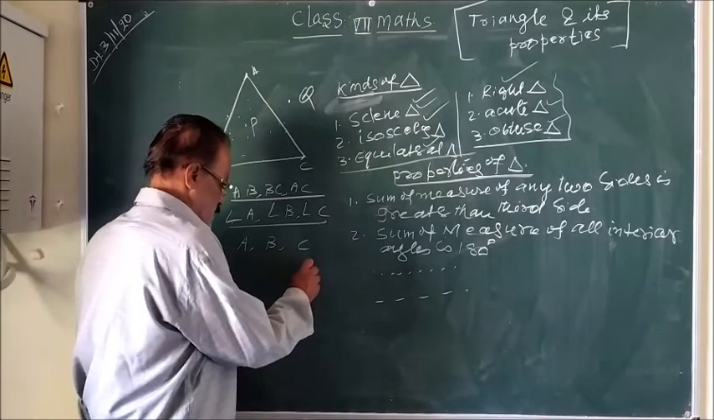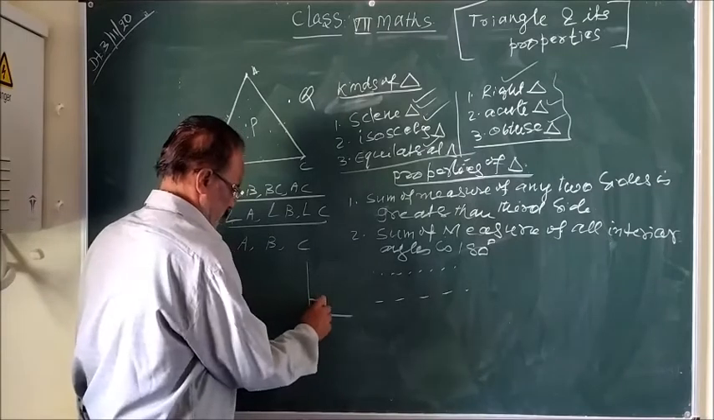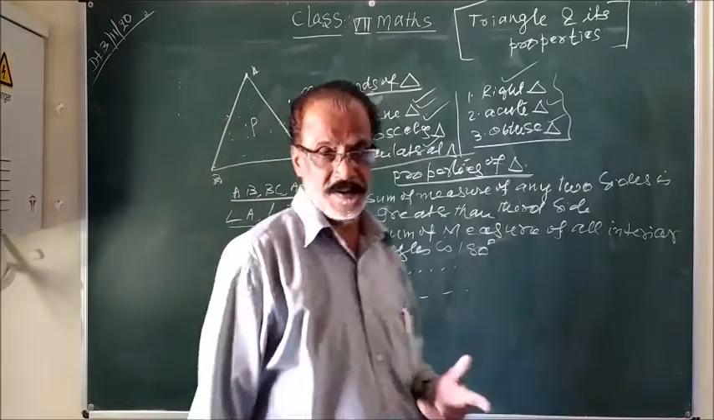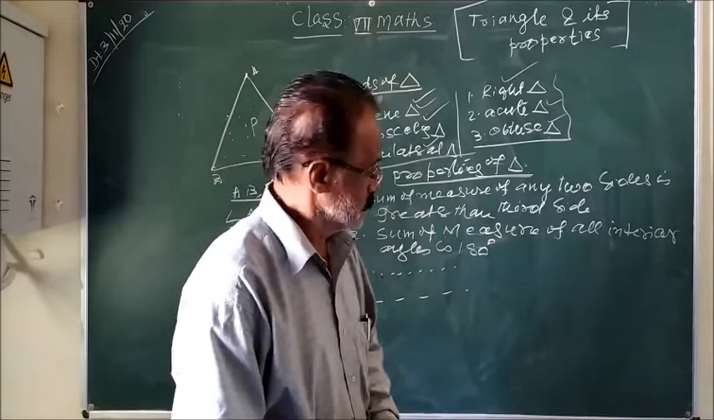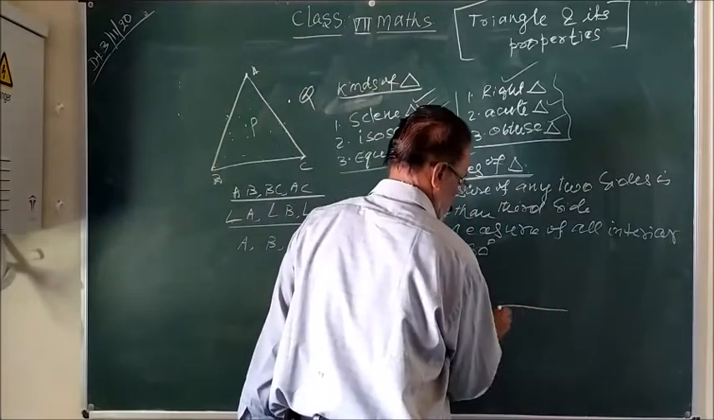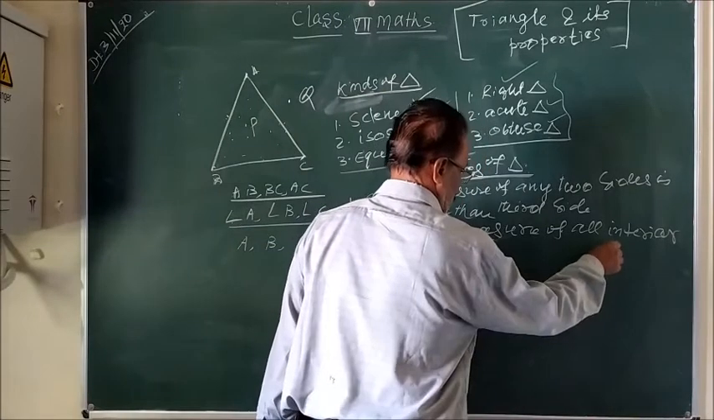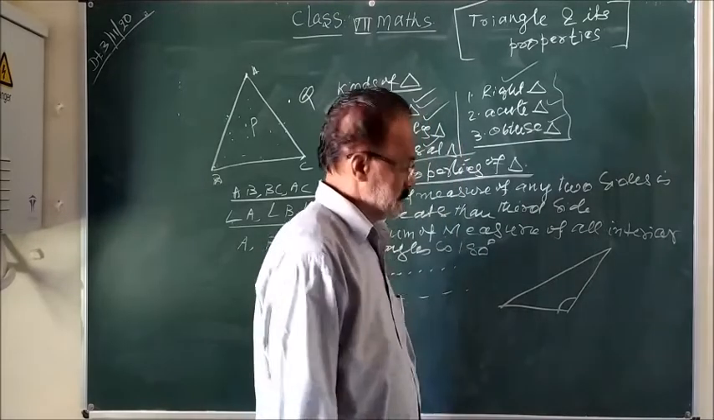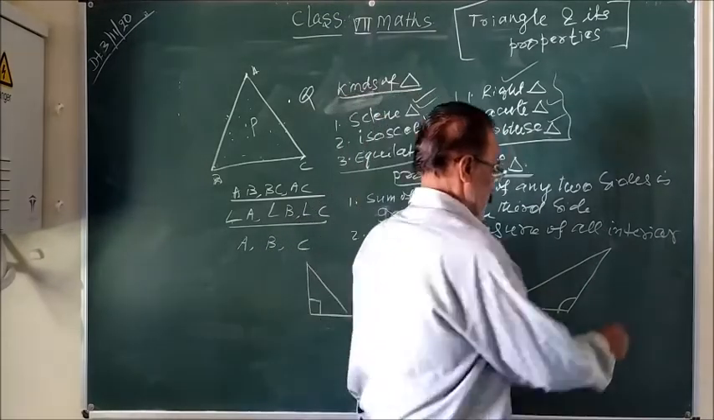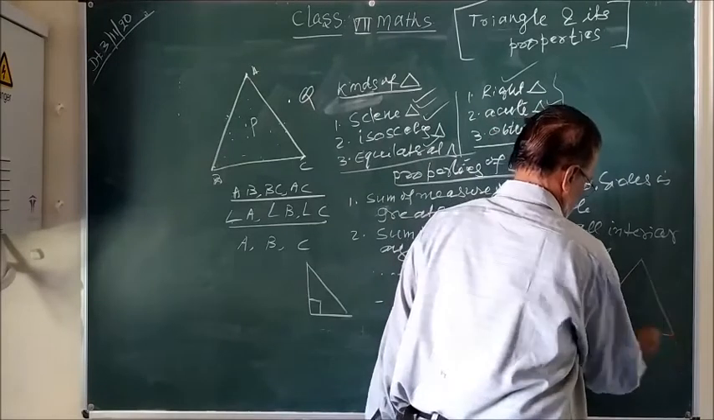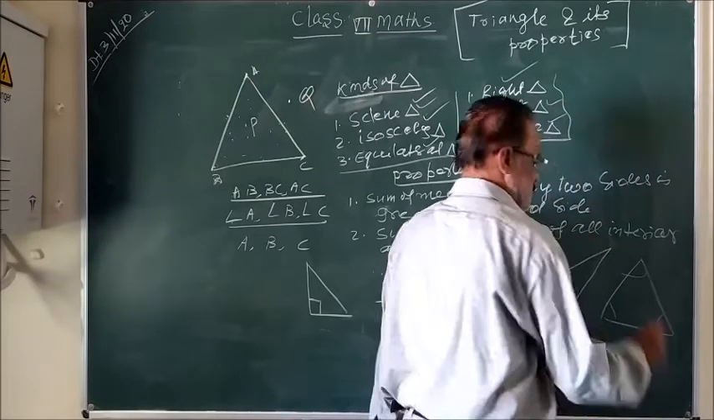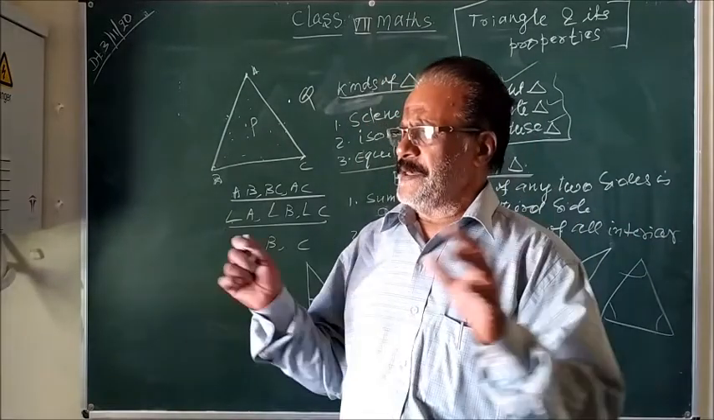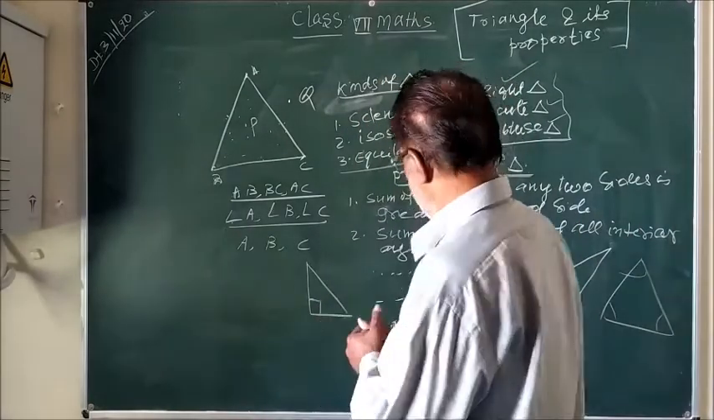And now you see, suppose this is a right angle. The triangle in which one angle is 90 degrees is the right angle triangle. And suppose one angle is an obtuse angle. Obtuse angle you must understand, more than 90, less than 180. Obtuse angle triangle. And the triangle in which all the angles are acute. So these are the 6 types of triangles.